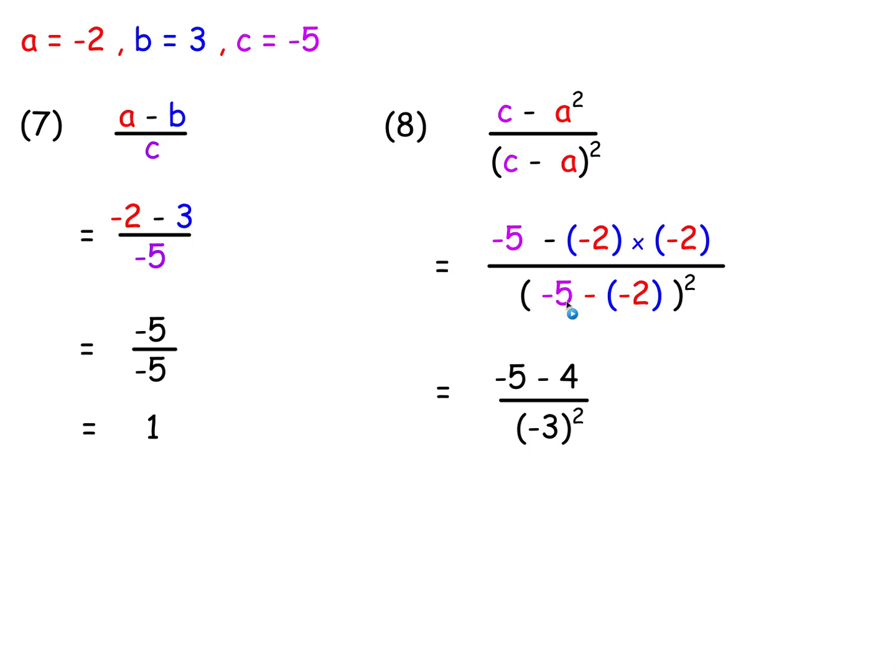And the bottom line, negative 5 plus 2 is negative 3. Now normally I'd write negative 5 plus 2 first and get the answer, but it's just shortage of space on this slide here. Square negative 3 is negative 3 times negative 3 is positive 9. The top's negative 5 minus 4, well that's negative 9. It's a negative divided by positive. And that will give you negative 1.